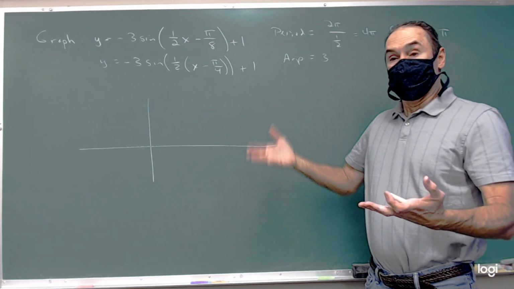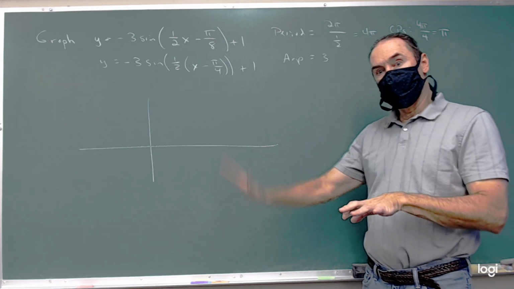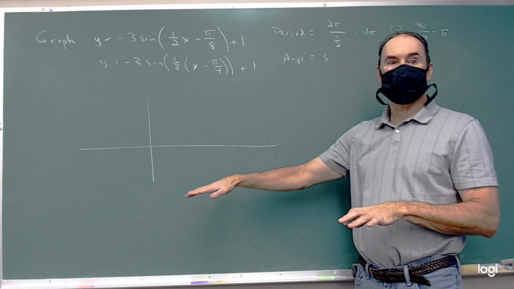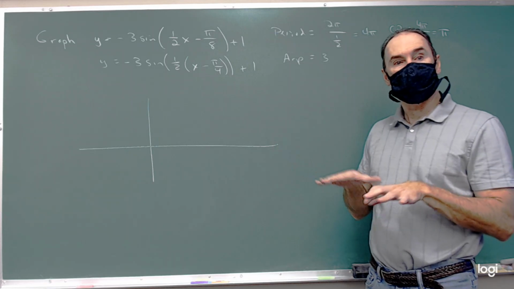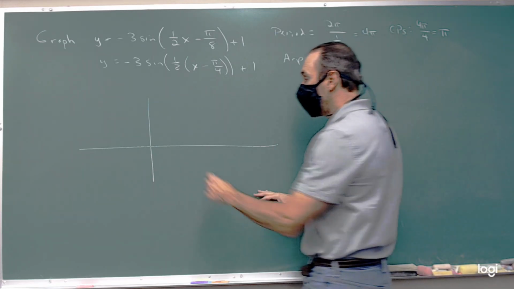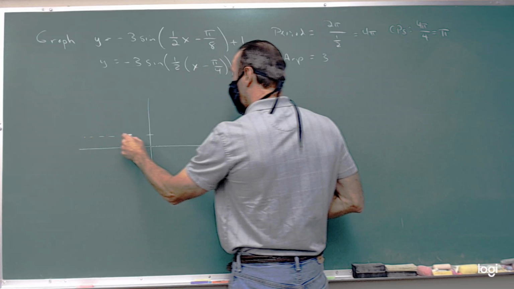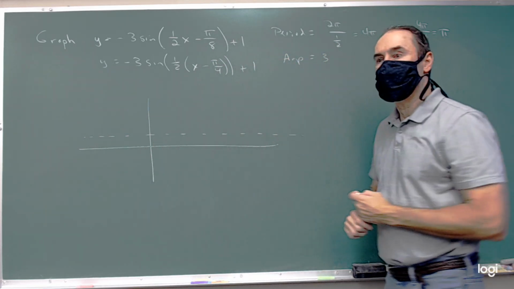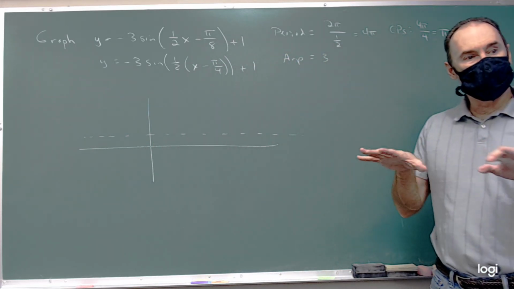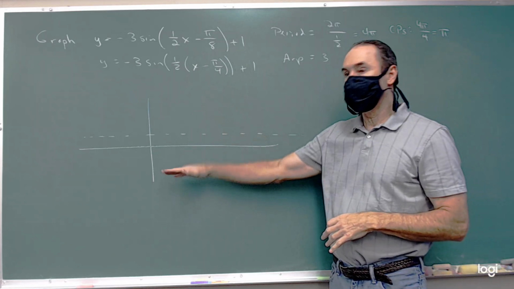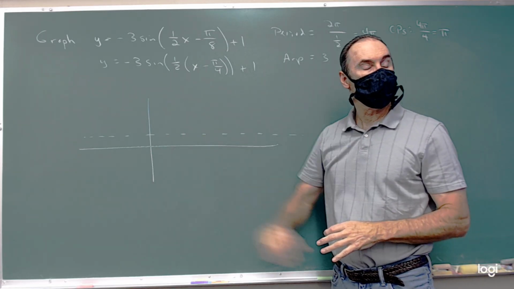So the normal sine curve is going to wrap around the x-axis. We say its midline is the x-axis. This is going to get moved up 1, so I like to, you don't have to do this, but I like to put in a horizontal dotted line just to use as a guide. So our curve is going to wrap around this y = 1.